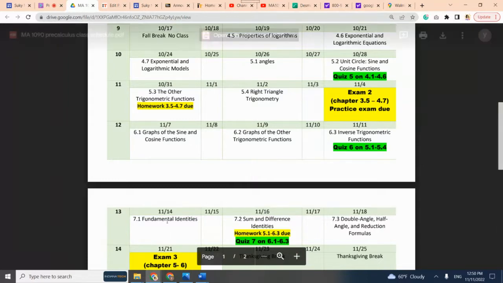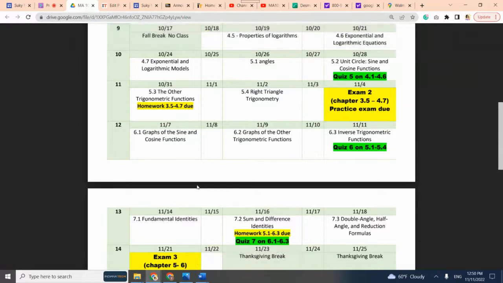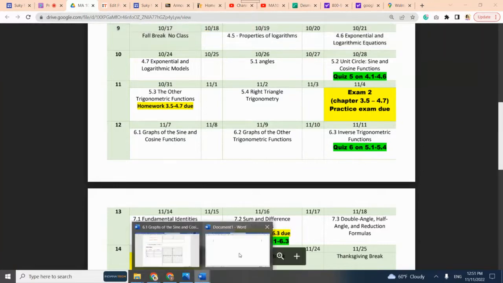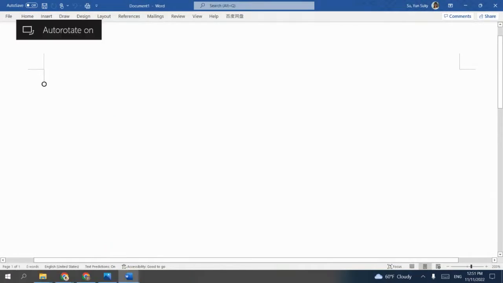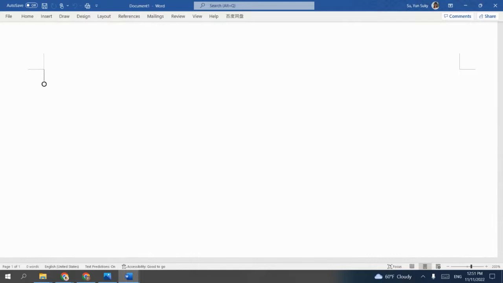So last time we talked about the graph of sine function and cosine function. Let me summarize with you. You can find a piece of paper and write it down. Sine and cosine are like waves. And for the sine function, we start with the origin, 0, 0.